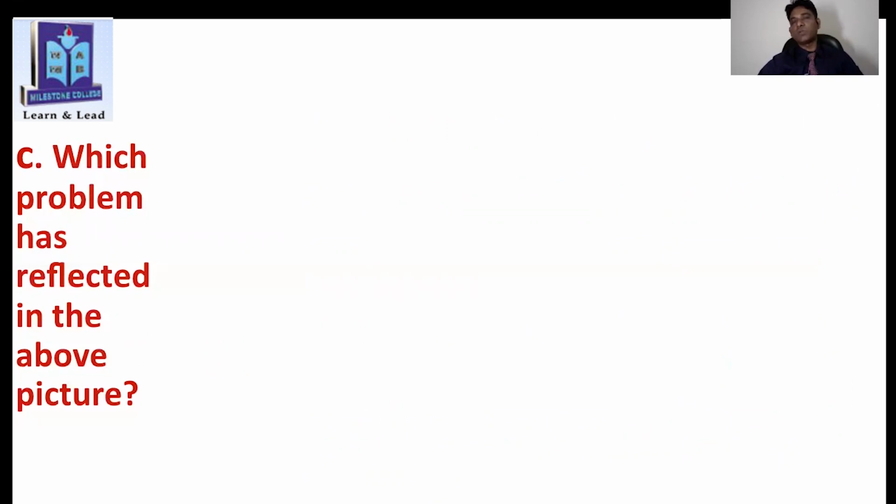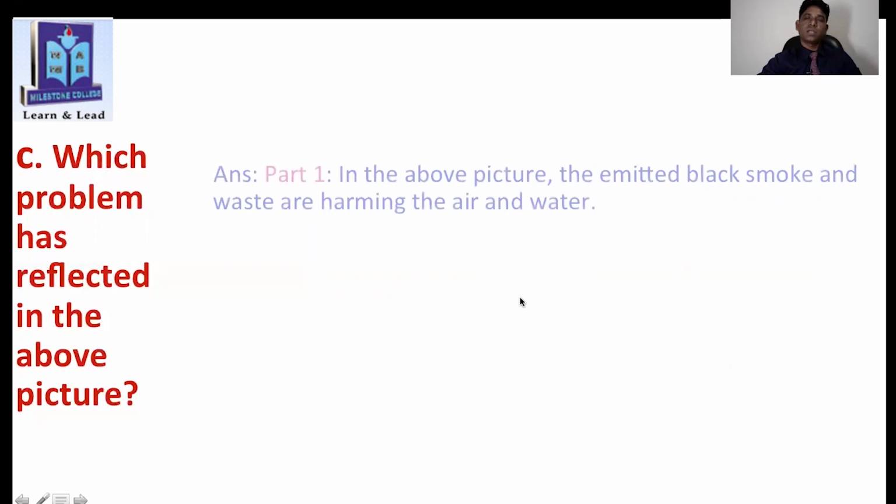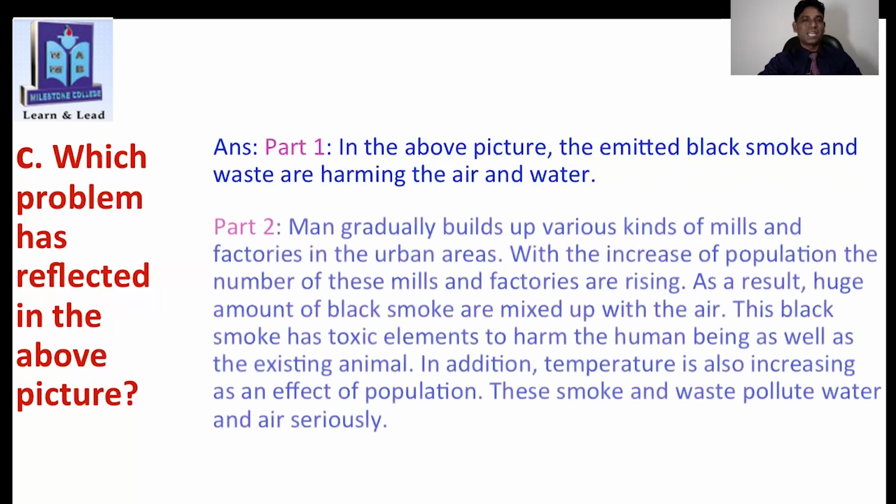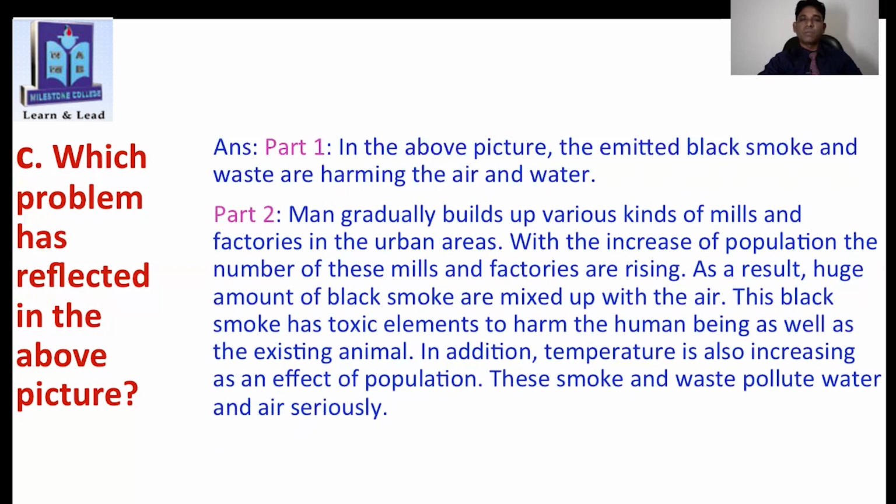So, students, I have shown you the pictures from your creative question number 1, and we saw there a factory and black smoke coming out and dirty water mixing with clean water. So we can see here air is polluting and also water is polluting, right? So here for the question, you have to give 3 parts. First part here, in the above picture, the immediate black smoke and waste are harming the air and water, isn't it?